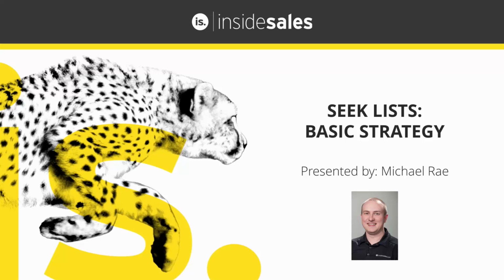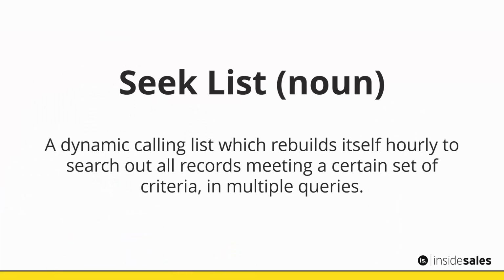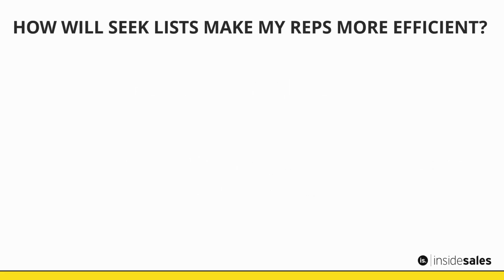Today we're going to learn about seek lists and how we can prioritize leads to call based on dynamic scenarios. So what is a seek list? Seek list is a noun. It's a dynamic calling list which rebuilds itself hourly to search out all records meeting a certain set of criteria in multiple queries.